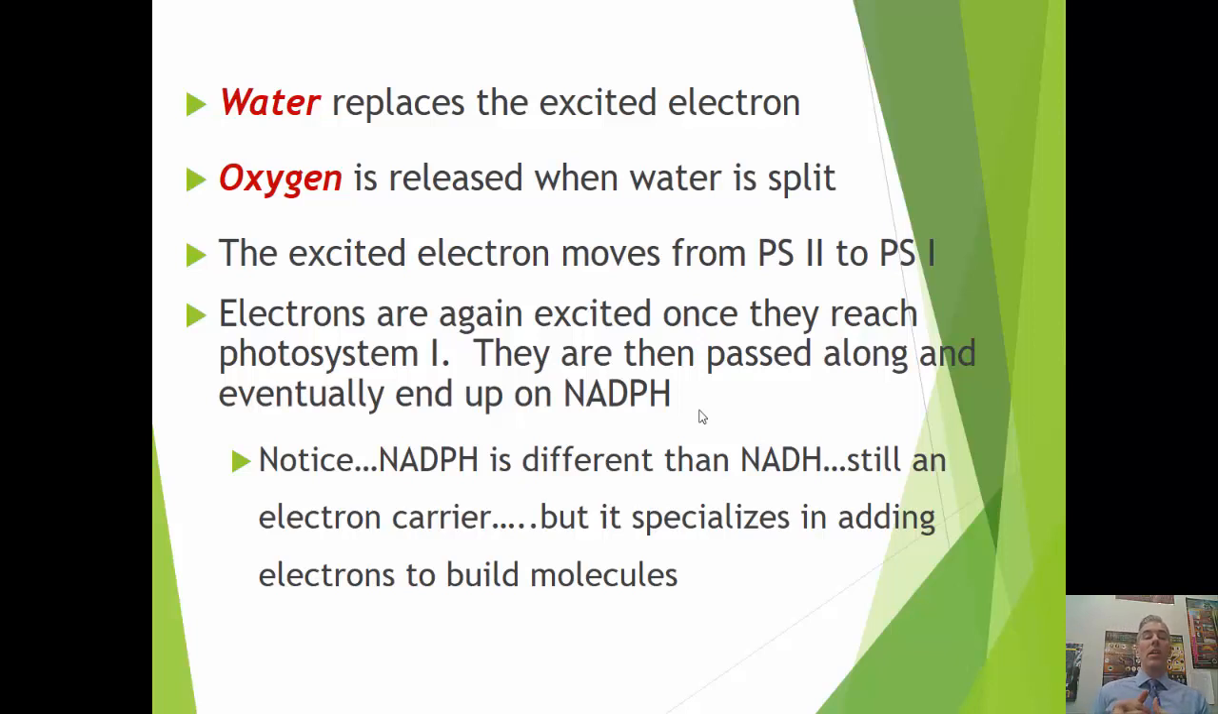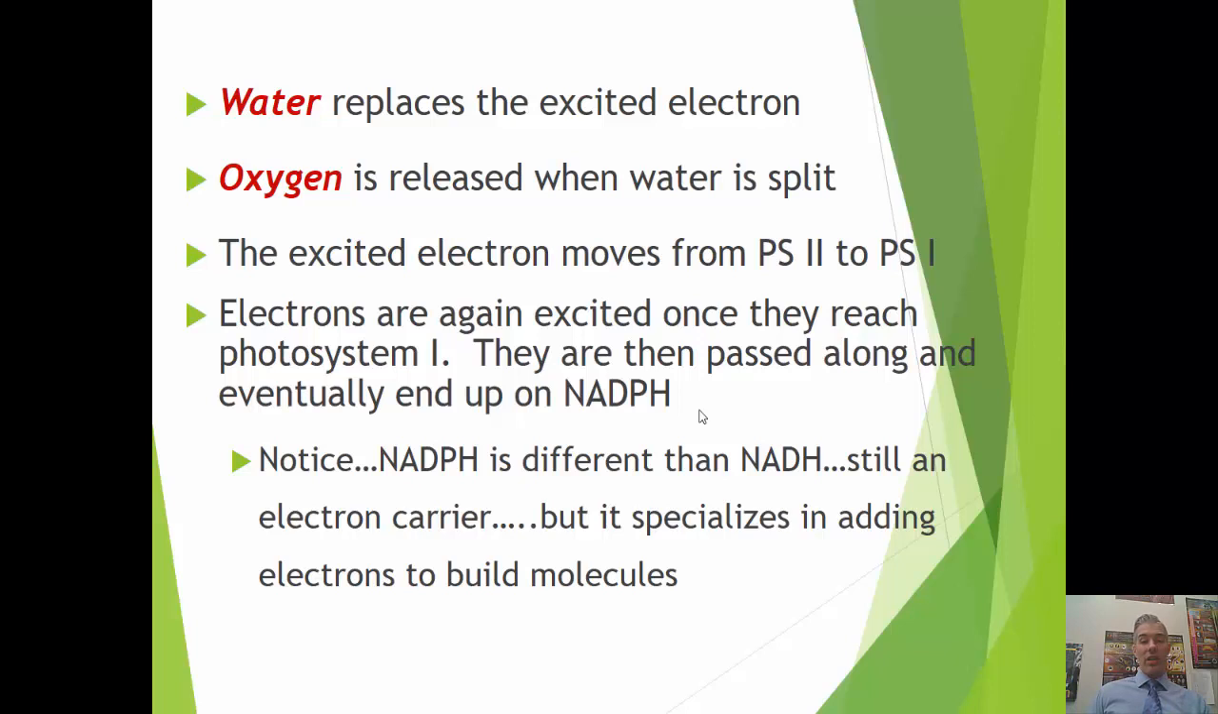Sometimes they'll talk about radioactively labeling water, and where the oxygen in water is going to end up. That radioactively labeled oxygen from water is going to end up in oxygen gas. We're going to talk about, well, what if we radioactively label carbon dioxide, the oxygen in carbon dioxide? Well, that's going to end up in sugar. We're going to talk about that later.